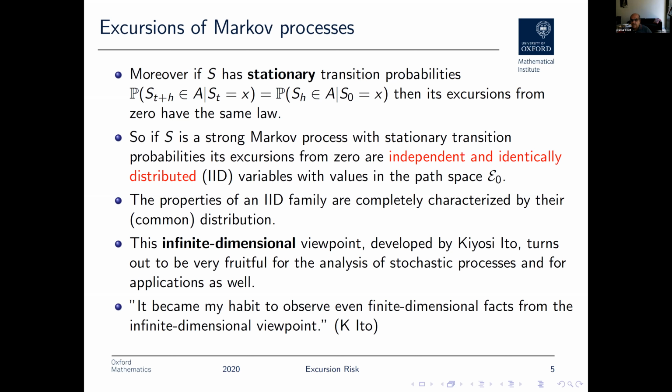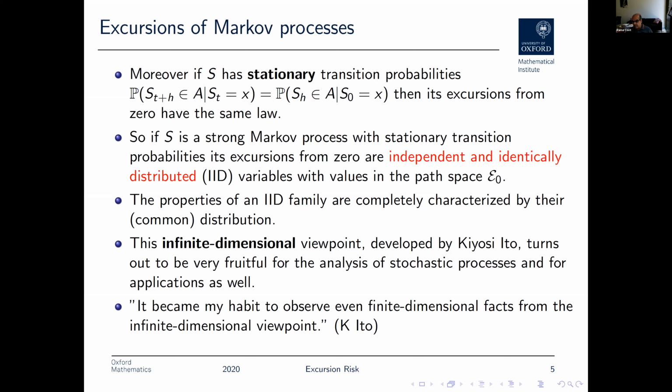So what we are saying is that if you have a strong Markov process with stationary transition probabilities, I'm not saying that S is a stationary process, it has stationary transition probabilities. That's different. For example, you can have Ornstein-Uhlenbeck, which is not stationary, it starts from a deterministic initial value, but it will have stationary transition probabilities. So if S is of this type, then if you look at its excursions from zero, you get a bunch of functions going from 0 to 0. And this family of functions is going to be a collection of independent and identically distributed variables with values in the space of excursions E0.